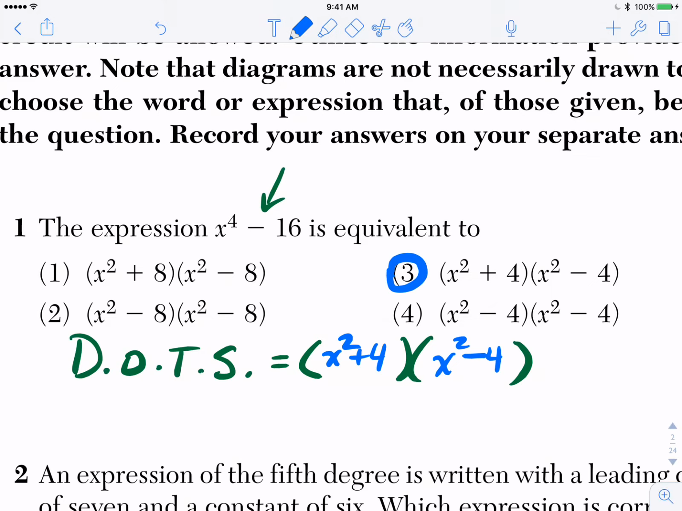You could actually factor that further, which I was a little surprised by when I first read this question myself. We could actually do DOTS a second time. They could have made this a little bit trickier since that is another perfect square there with x squared minus 4. But they just said which is equivalent, so choice 3 is equivalent.